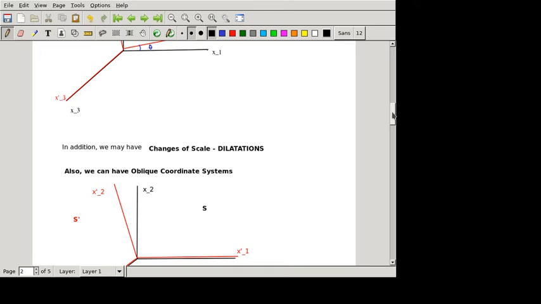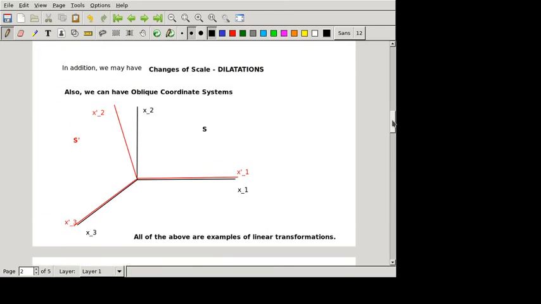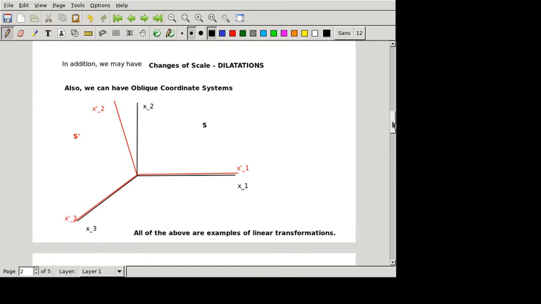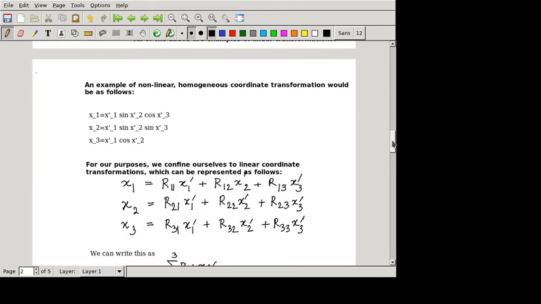Also, we can have oblique coordinate systems such as this one. Now, all of the above are examples of linear transformations. An example of nonlinear homogeneous coordinate transformations would be as follows: x1 equals x prime 1 sine x prime 2 cos x prime 3, x2 equals x prime 1 sine x prime 2 sine x prime 3, x3 equals x prime 1 cos x prime 2. For our purposes, we confine ourselves to linear coordinate transformations, which can be represented as below.